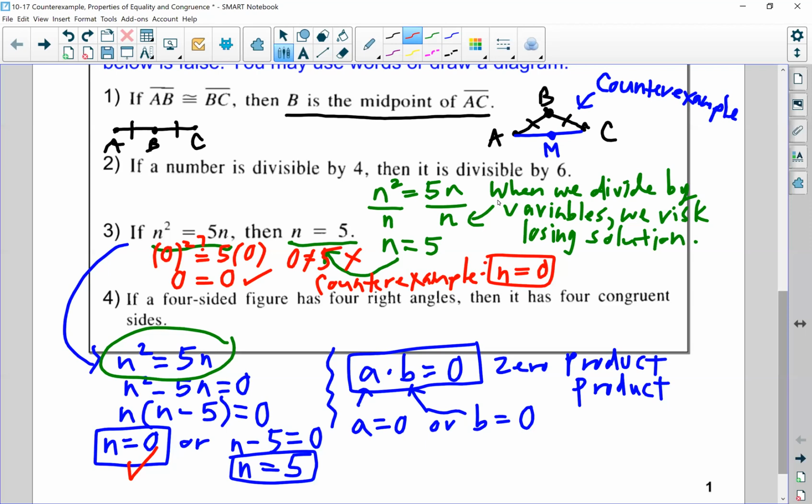So there you go. Hopefully this helps you understand counterexamples. Try number 2 and number 4 on your own, and that's the end of this video.